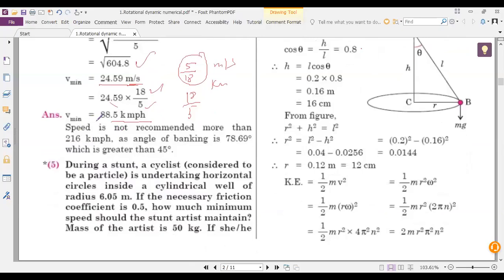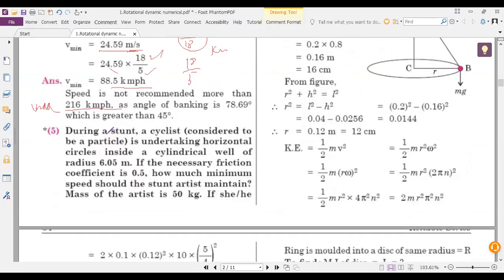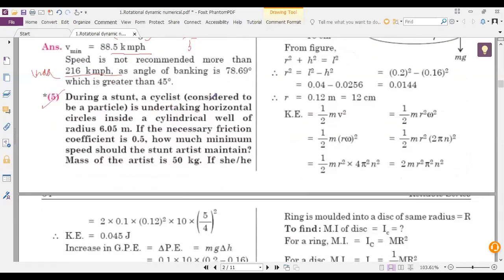And what about maximum speed? We do not need to calculate, we already know the maximum speed, 216 kilometer. In the first question they already said 216 kilometer का speed maximum होना चाहिए.